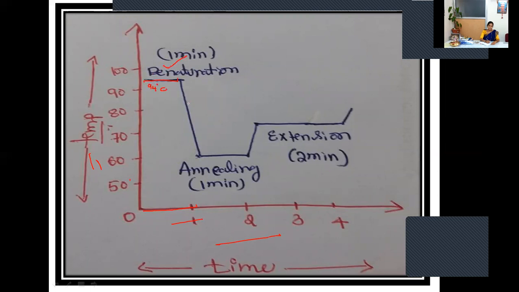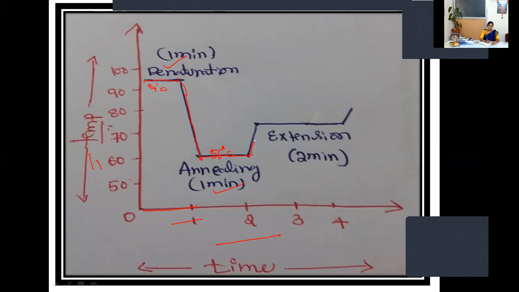94°C, 94 or 95, like that. Once denaturation has happened, the temperature is reduced or cooled down to 50 to 60°C, or you can also write it over here, 55°C. At that time, the primers go and attach to the template DNA strands. That is nothing but the annealing, which will happen within 1 minute.